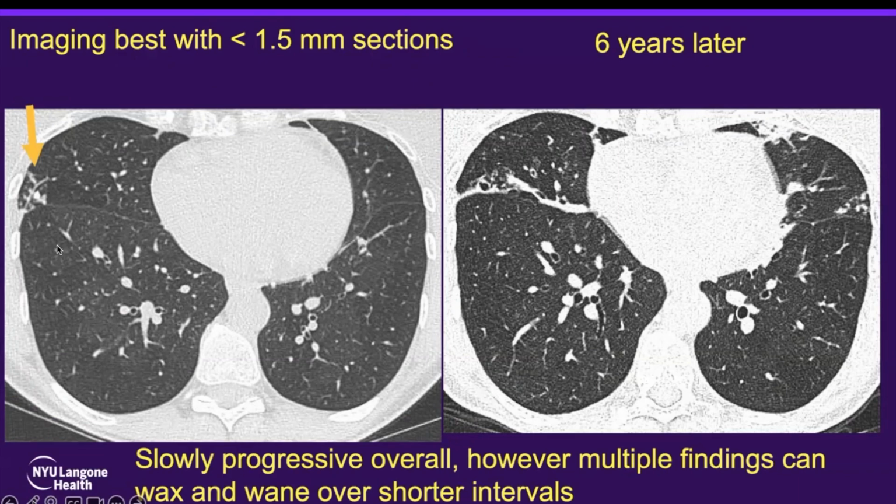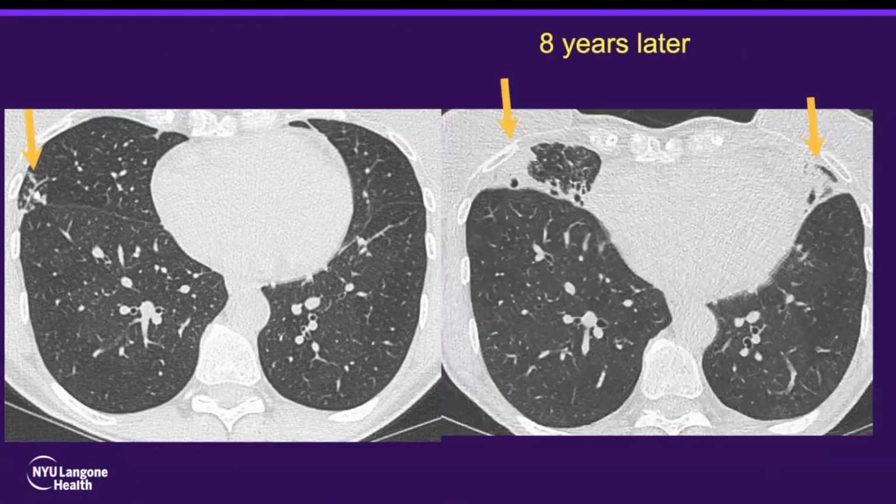And here is an example of an individual with tree and bud nodules that subsequently 6 years later developed more confluent opacities in addition to new tree and bud nodules, such as in this area in the lingula. And imaging is best performed with less than 1.5 millimeter sections to ensure spatial resolution. And here, 8 years later, we can see how the process has progressed with more confluent consolidation within both of these lobes.